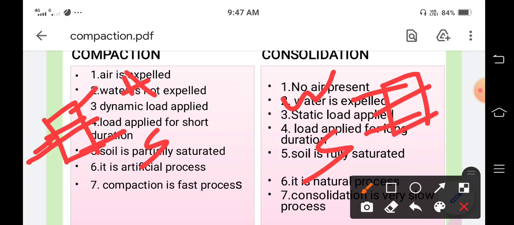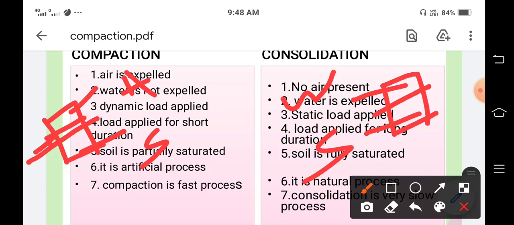Okay, so compaction is a 3-phase system, consolidation is a 2-phase system. We can also say compaction is partially saturated. As we know, partially saturated soil consists of air, water and solid, all 3 components. And consolidation is fully saturated. Fully saturated means it consists of water and solid only. Or we can say compaction is a 3-phase system diagram and consolidation is a 2-phase system diagram.